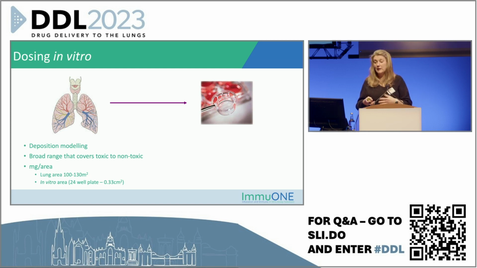So dosing by solution is quite straightforward, but dosing by particle or aerosol is much more difficult. Rather than having a concentration, generally it's a concentration per area, which mimics the area of the lung and the in vitro area within the Transwell. So Carsten said before, in the alveolar space it's about 100 meters squared, whereas in the in vitro area we're talking about a third, or 0.33 centimeters squared. So getting the right dose, in small enough quantities, in the correct way is quite challenging.